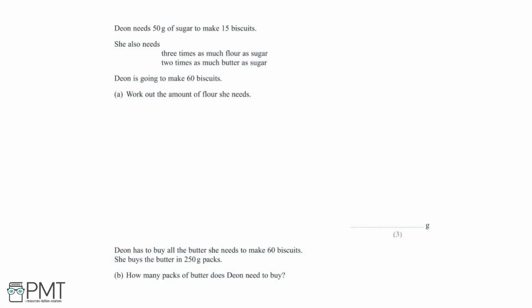In this question, we're told that Dion needs 50 grams of sugar to make 15 biscuits. She also needs 3 times as much flour as sugar and 2 times as much butter as sugar. We're told that Dion is going to make 60 biscuits, and in part A, we need to work out the amount of flour she needs.